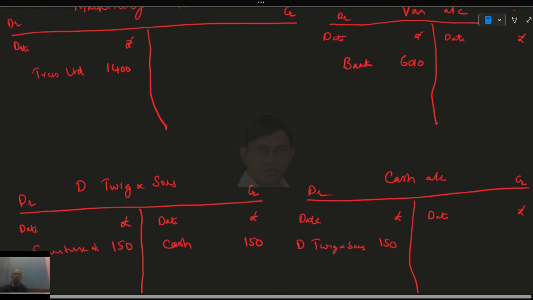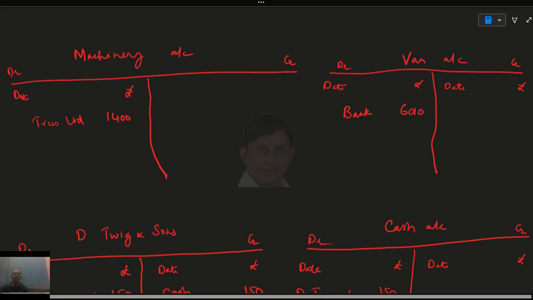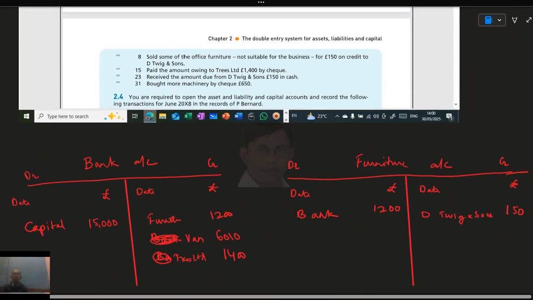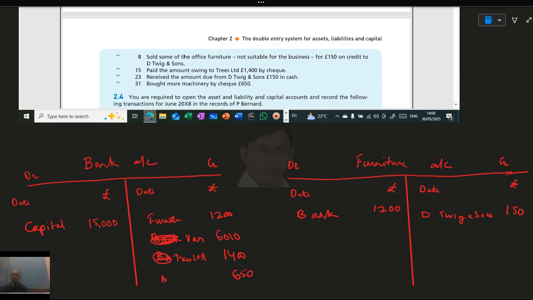Next entry: bought additional machinery. Bought more machinery by check 650. So what is happening? 650 more machinery, 650 by check. So the bank balance is coming down. When we buy machinery, money will go out, right? That's why we write here 650.